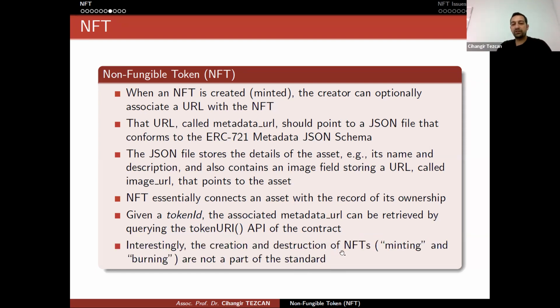Interestingly, the creation and destruction of NFTs, in other words, minting and burning, are not part of the standard. So this standard is really, unfortunately, badly written. It doesn't enforce anything. Here, for instance, you are only providing the name of the digital asset, description, and the URL. But the data in that URL might change, might be removed. So it actually doesn't prove what you are buying.